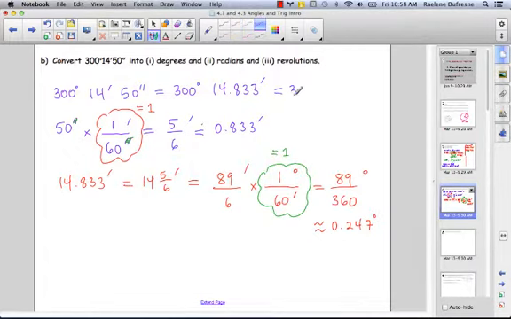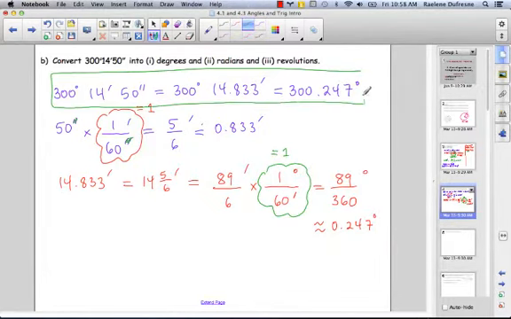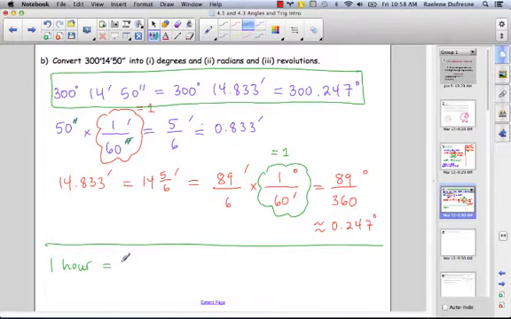So we get 300.247 degrees is our final answer, our final conversion. So really we're taking advantage of the fact that 1 hour is equal to 60 minutes, and 1 minute is equal to 60 seconds, and we are also saying that 1 hour is the same as 1 degree. So going back and forth between these conversion factors, we can get rid of the units that we don't want and keep the units that we do want until we end up with the desired angle in the desired measurements.